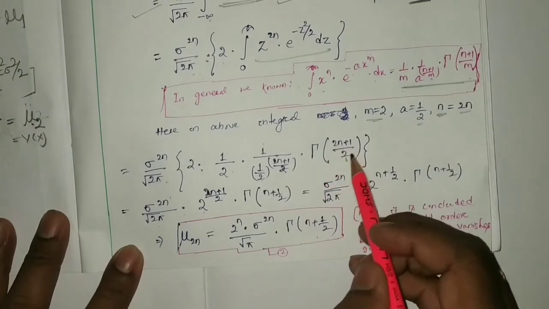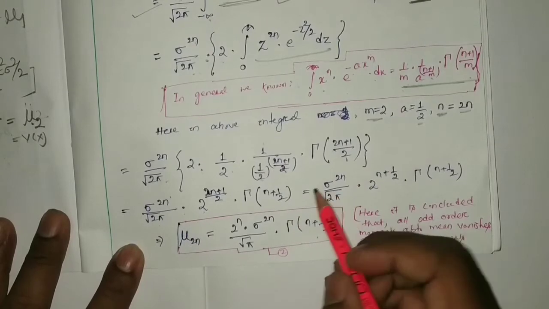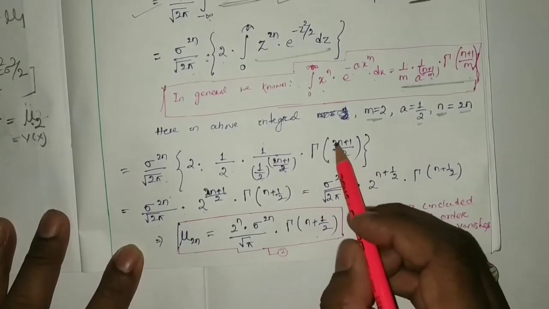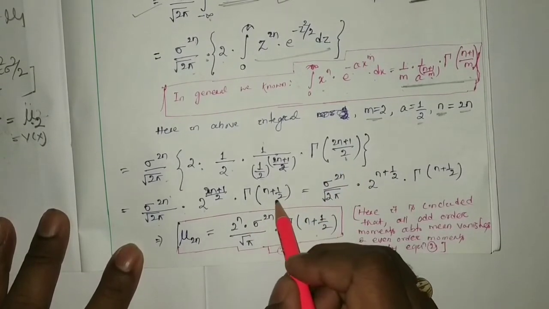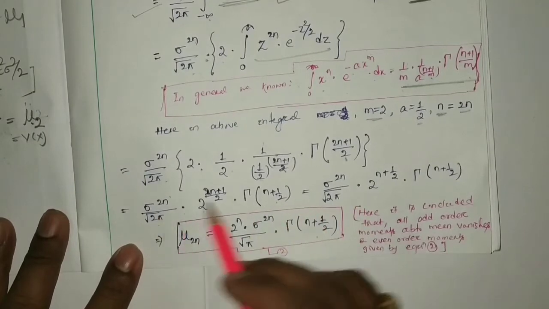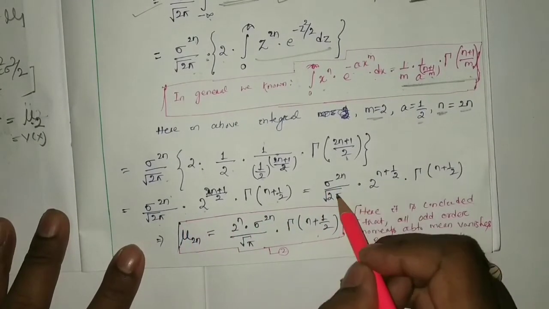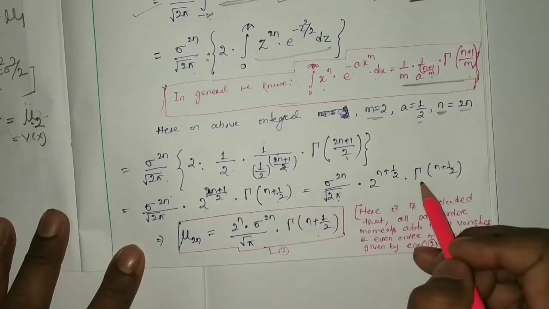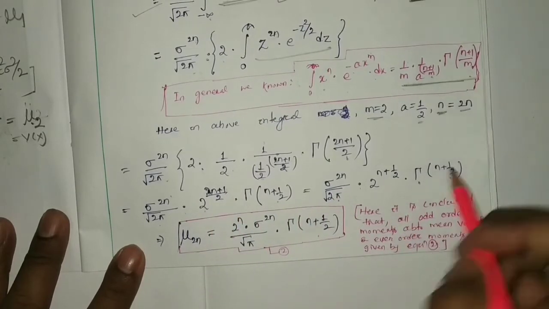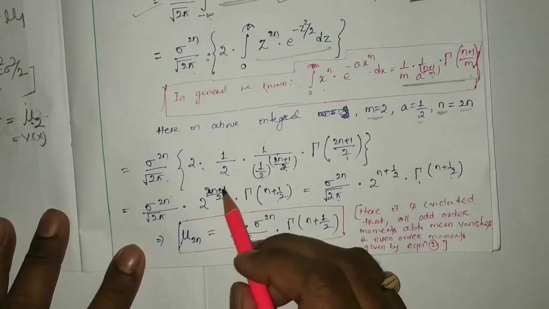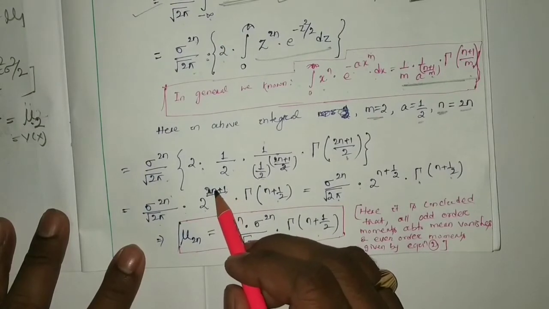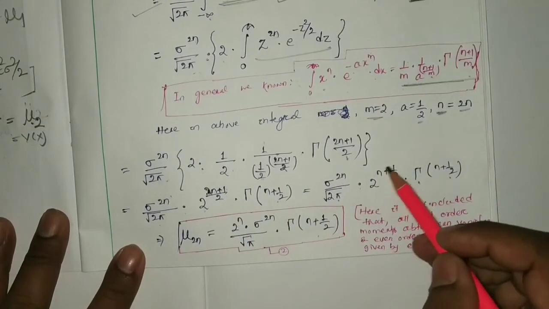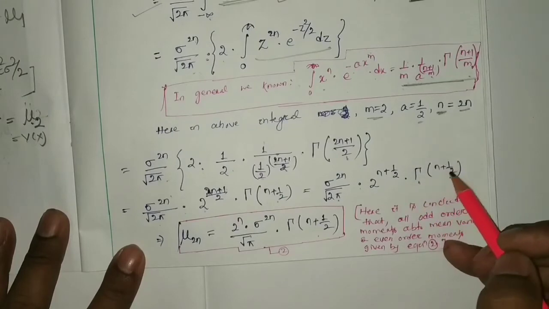2n plus 1 by 2 can be written as, 2 got cancelled here, n plus 1 by 2, right? So it can be written as sigma to the power 2n by 2 pi root over into 2 to the power 2n plus 1 by 2 into gamma n. Here 2 you just divide with each term, this will be n plus 1 by 2. 2 to the power n plus 1 by 2 into gamma n plus 1 by 2.